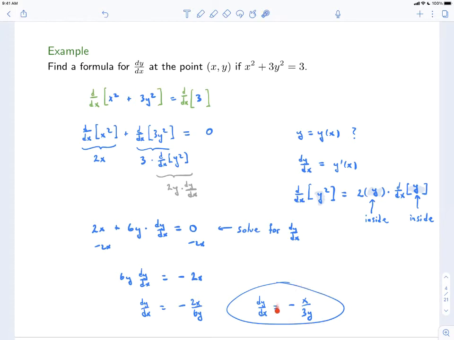Notice that the derivative includes x's and y's, so it depends on what point you're looking at, and that makes sense because you're trying to find a formula for the slope of the tangent line at a specific point on the curve, so it makes sense that you need to know both the x and y coordinates.